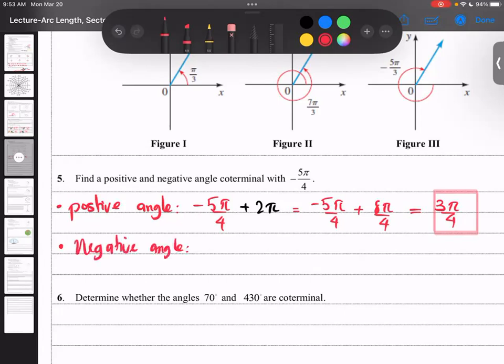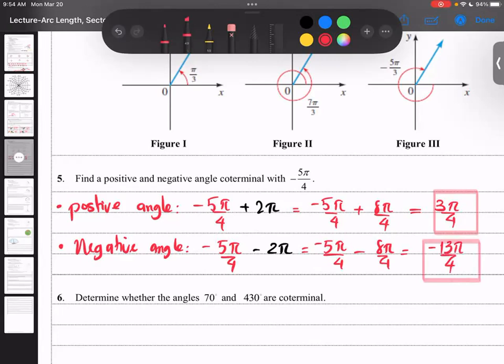Negative angle. Subtract 2 pi. So negative 5, negative 8, that's negative 13. By the way, negative 13 pi over 4 is the same thing as what angle? Critical thinking. I didn't teach you this, but if some of you are smart enough, this is equivalent to what? Don't write this down. This one is equivalent to negative 12 pi over 4 minus pi over 4, right?